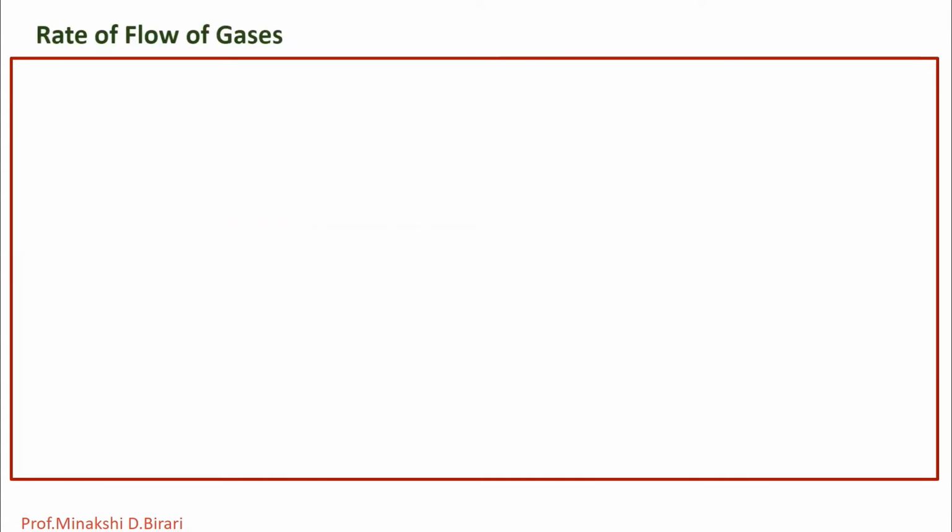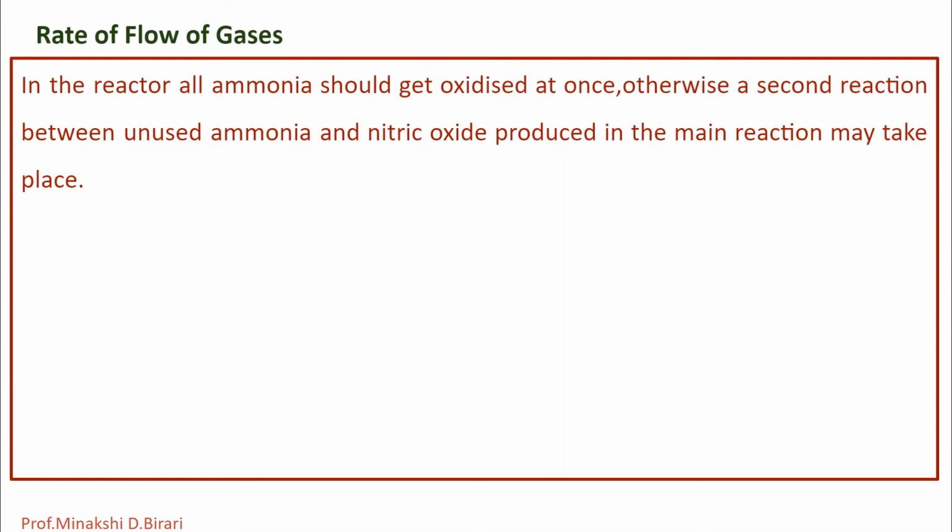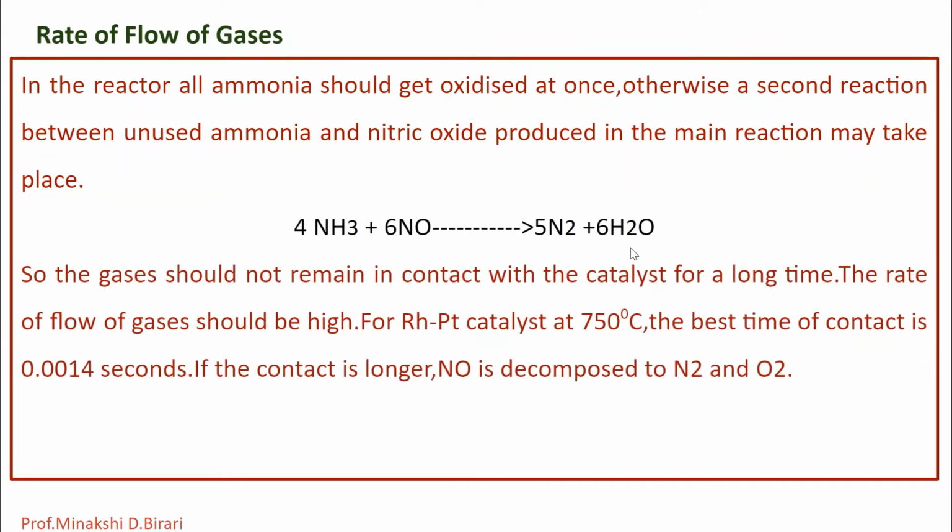So what should be the rate of flow of gases? In the reactor, all ammonia should get oxidized at once, otherwise a second reaction between unused ammonia and nitric oxide produced in the main reaction may take place: 4NH3 + 6NO gives 5N2 + 6H2O. So the gases should not remain in contact with the catalyst for a long time. The rate of flow of gases should be high.